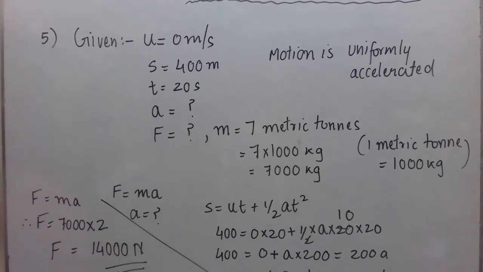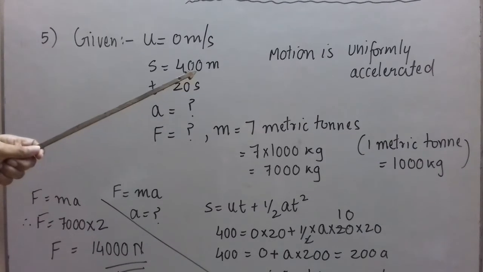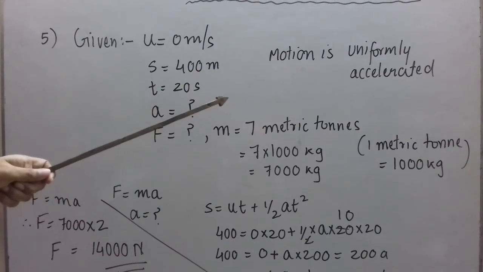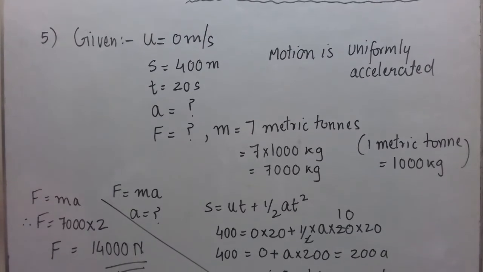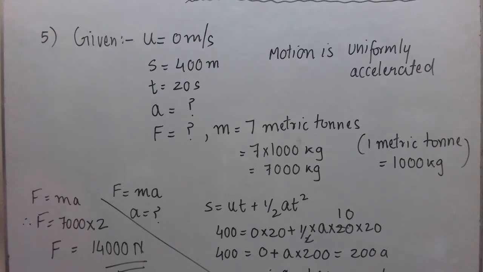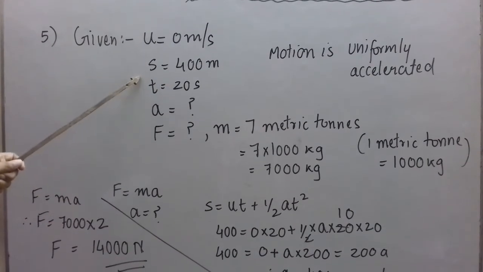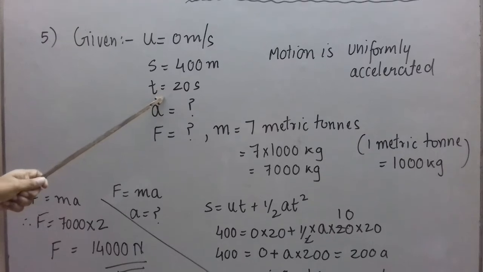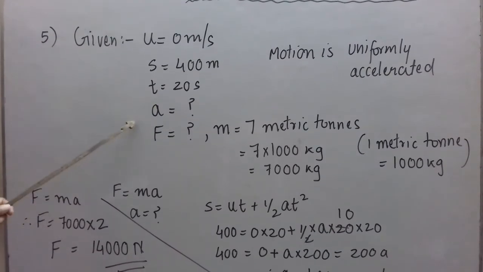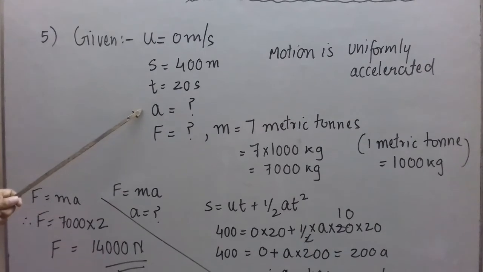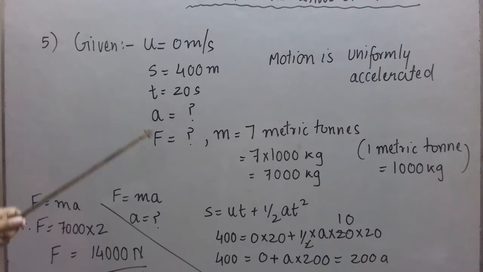It rolls down a hill with a constant acceleration. It means motion of the truck is uniformly accelerated because acceleration is constant. It travels a distance of 400 meter in 20 seconds. So 400 meter is distance, so it is S, and time taken T is 20 seconds. Find its acceleration A. Find the force acting on it, F. We have to find out A and F.